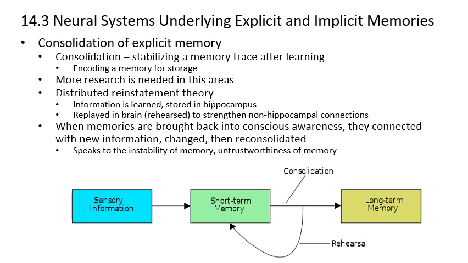When memories are brought back into our conscious awareness, they connect with new information, they're changed, and then they're reconsolidated. So every time you remember something, you're adding connections to current situations, and based on your context or other things that you're thinking about, you might also be changing that memory. This speaks to the instability and untrustworthiness of memory. In general, we all tend to trust our memory more than we should. Human memory is unfortunately rather fallible.